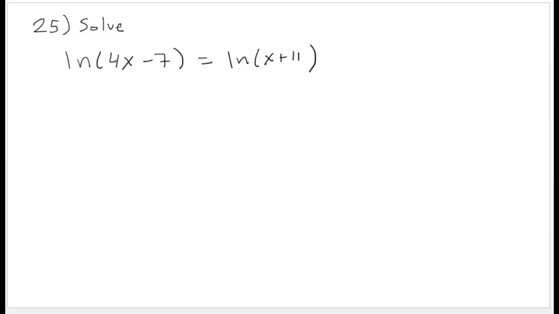Hey guys, these are going to be selected answers to homework number 7. So this is going to be good review for the upcoming quiz. So we're going to start with number 25.